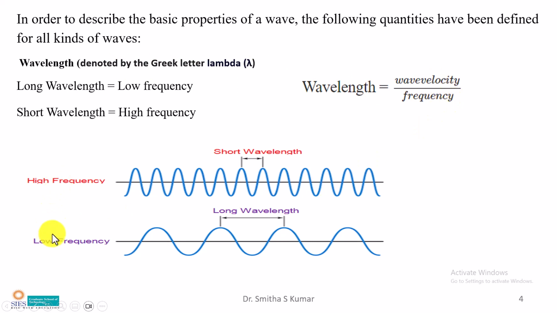In this diagram, we are seeing that when the frequency is high, the distance between the wavelengths is short. If the frequency is low, we are seeing that the distance between the wavelengths is long. That is what is mentioned over here. Longer the wavelength, lower the frequency; shorter the wavelength, higher the frequency.